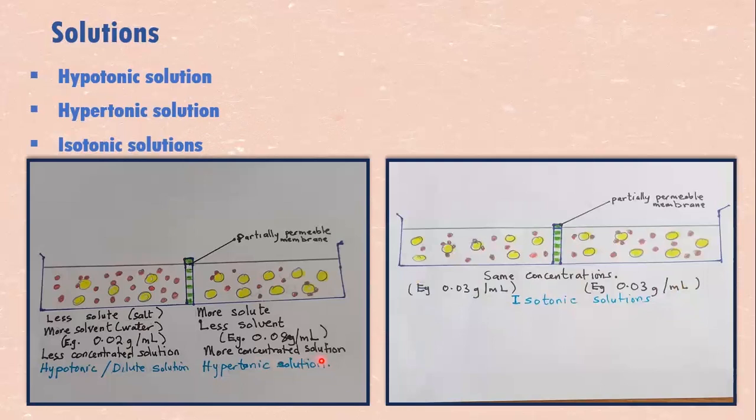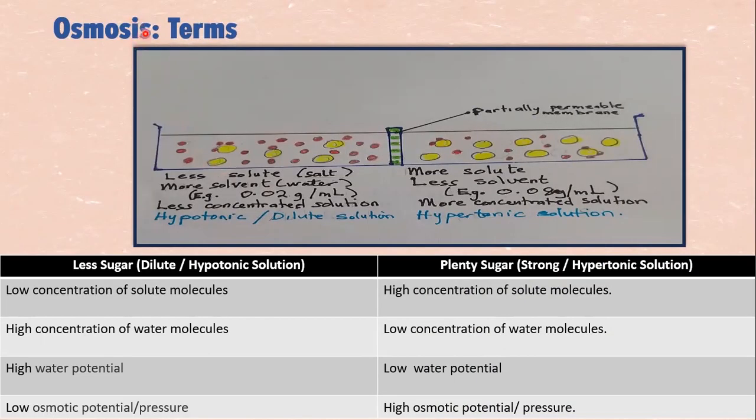And we can also have two solutions separated by a partially permeable membrane. If the two solutions have the same concentrations, we call them isotonic solutions. These are terms to take note of. Now we want to look at the solutions and how we are going to describe them in other ways. So we have here less solutes, more solvents, less concentrated, hypotonic.